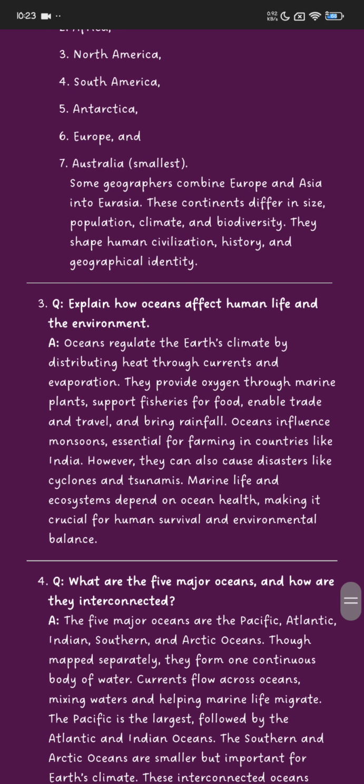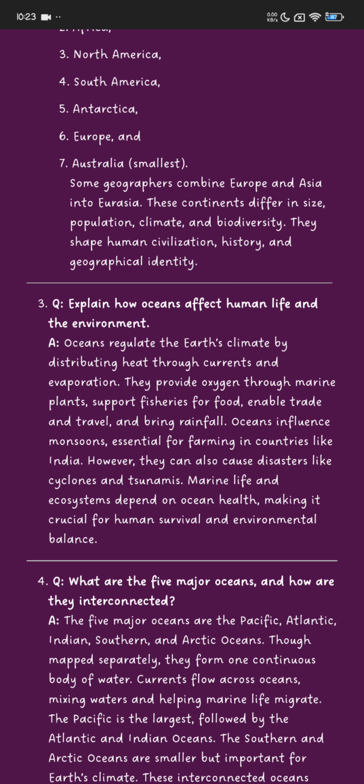Number 3. Explain how oceans affect human life and the environment. Oceans regulate the Earth's climate by distributing heat through currents and evaporation. They provide oxygen through marine plants, support fisheries for food, enable trade and travel, and bring rainfall.